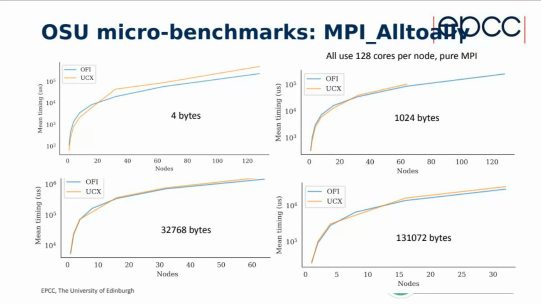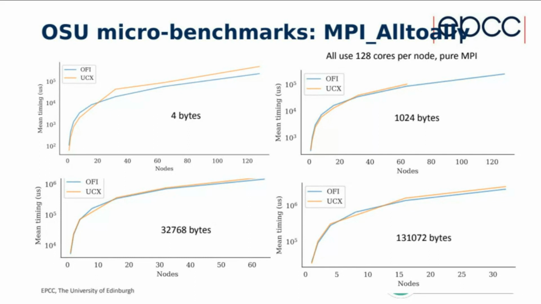These are four different message size calculations: one with 4 bytes, one with a kilobyte, one at 32K, and one at 128K. Okay, so not hugely large message sizes, but we still can't see any difference between OFI and UCX performance for MPI Auto-V, even at different message sizes.